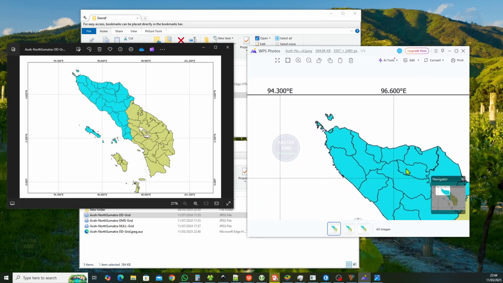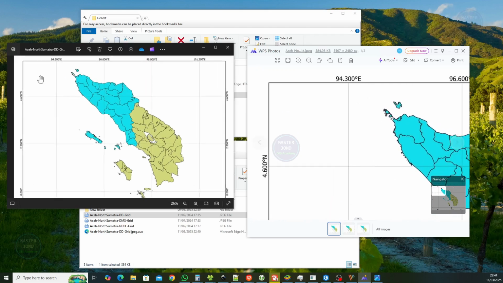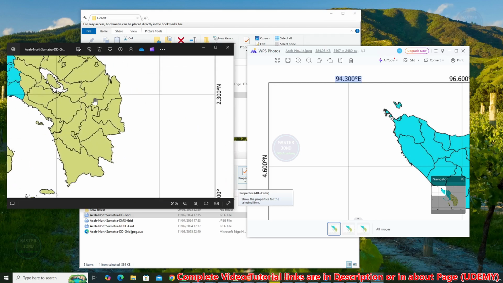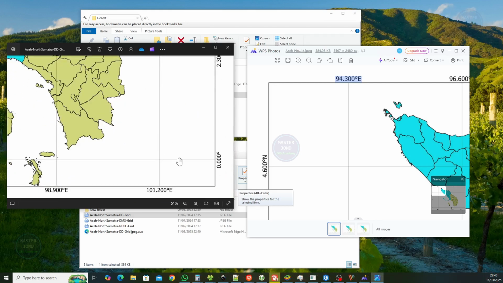And what about the coordinates here? Now let's scroll in. Now we have 94.3 degree E, same, and 4.6 degree N, and here 4.6 degree N. Okay, so this is DD or decimal degree. Decimal degree and decimal degree. Same. Let's see the lower right here.